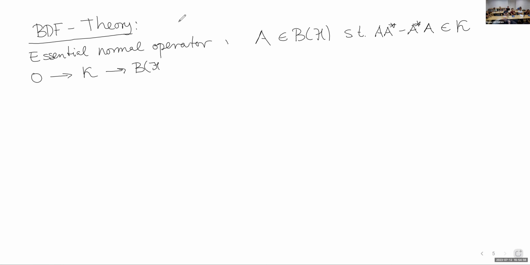Now, if you look at the exact sequence of compacts into all bounded operators, then we get here the Calkin algebra. So this is the Calkin algebra. Now, what does it mean? A is essentially normal if and only if its image in the Calkin algebra is normal.